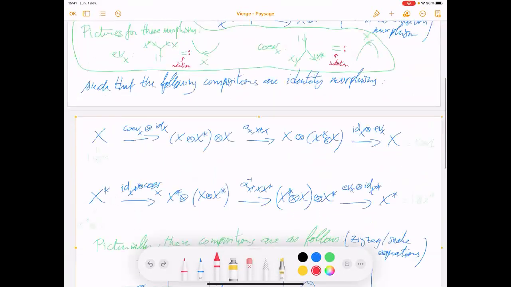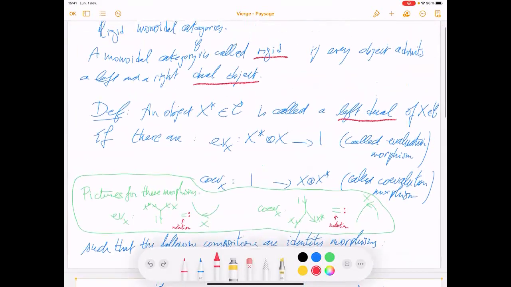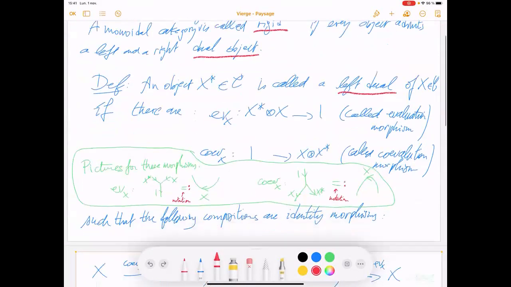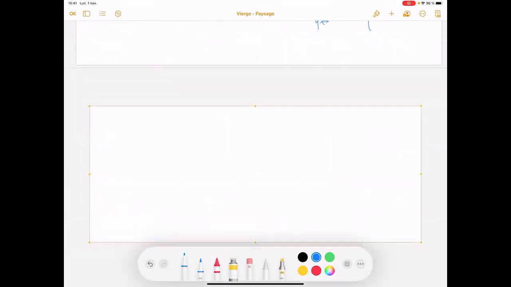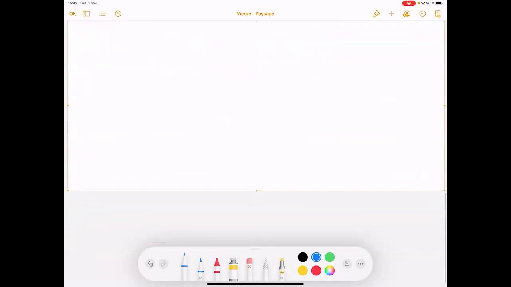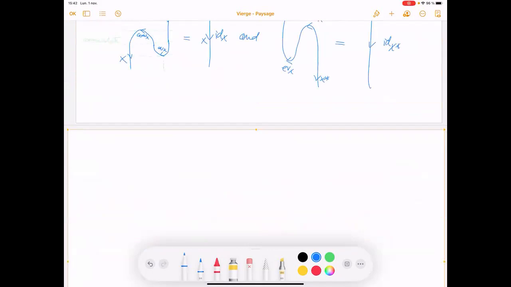Okay. This is a way to define a left dual, and now we can similarly define the notion of right dual. So I will go quicker. The right dual is the same, but we need to fix the notation. So idem for right dual definition.